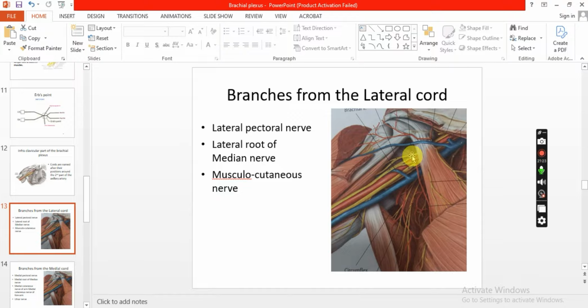The third branch is the musculocutaneous nerve. What I am touching right now is the musculocutaneous nerve, which immediately enters the coracobrachialis muscle. This is the coracobrachialis muscle. It enters the coracobrachialis, comes out, and supplies all the muscles of the anterior compartment of the arm. So these are the three branches of the lateral cord.